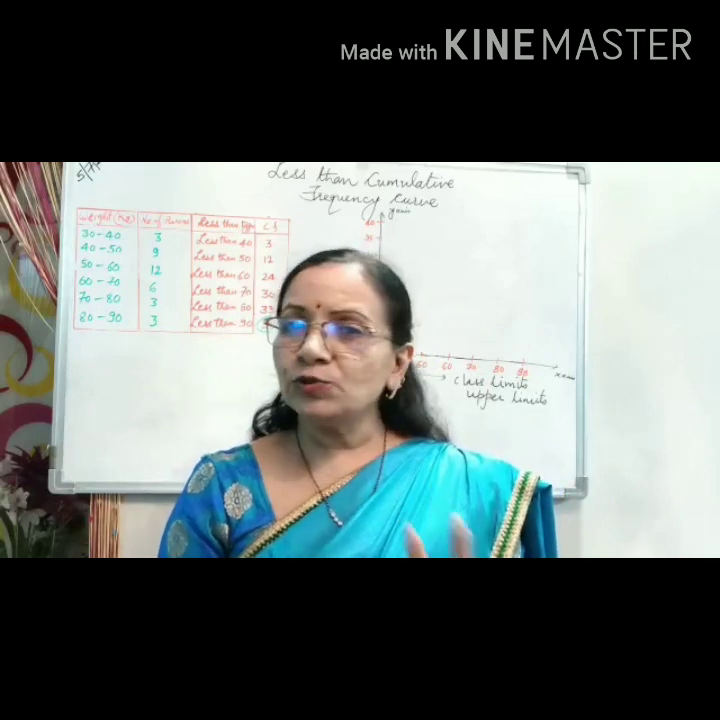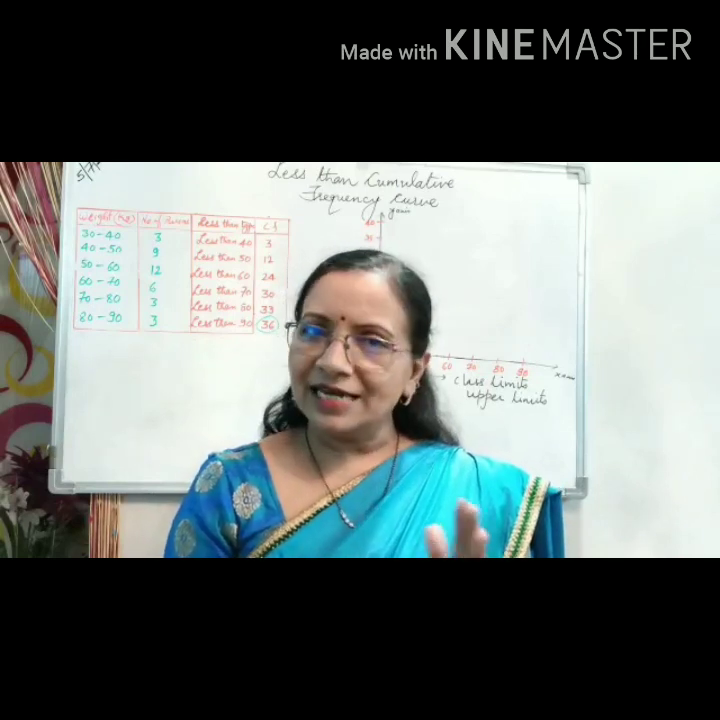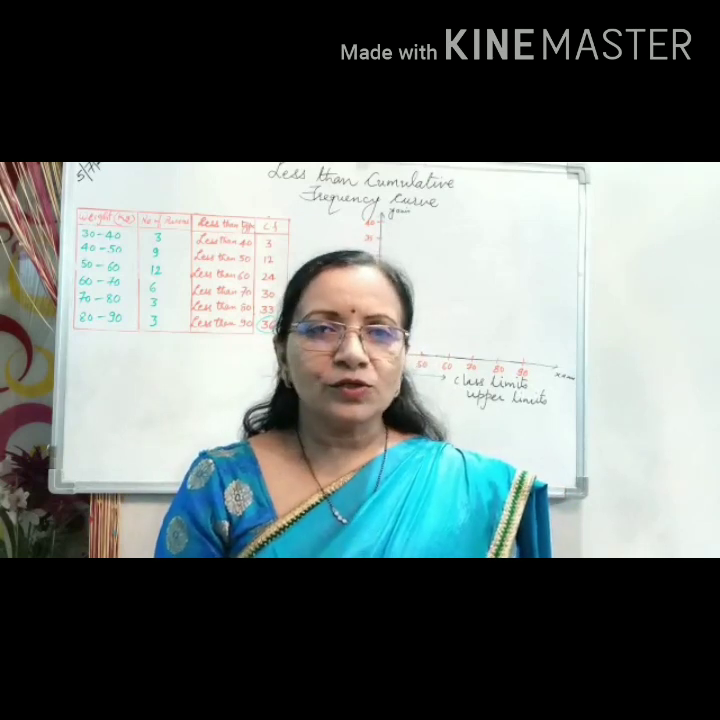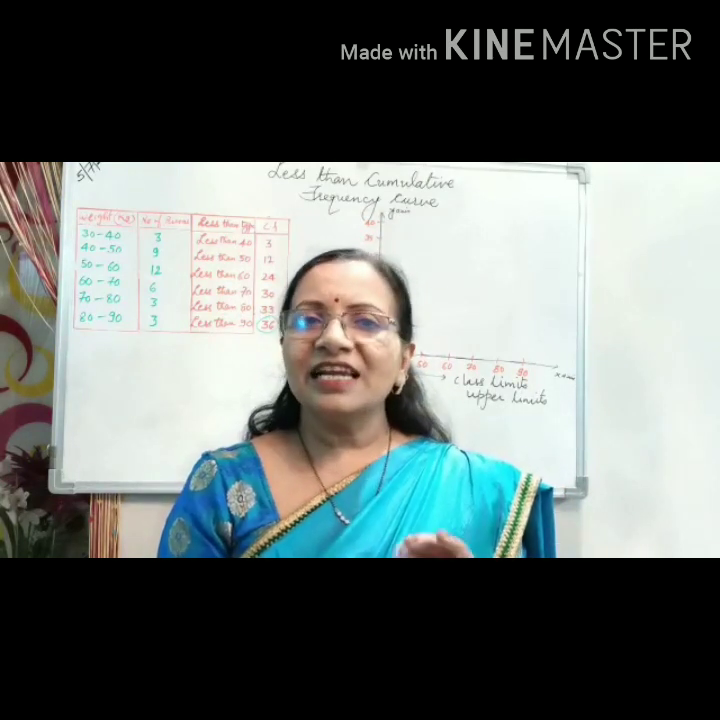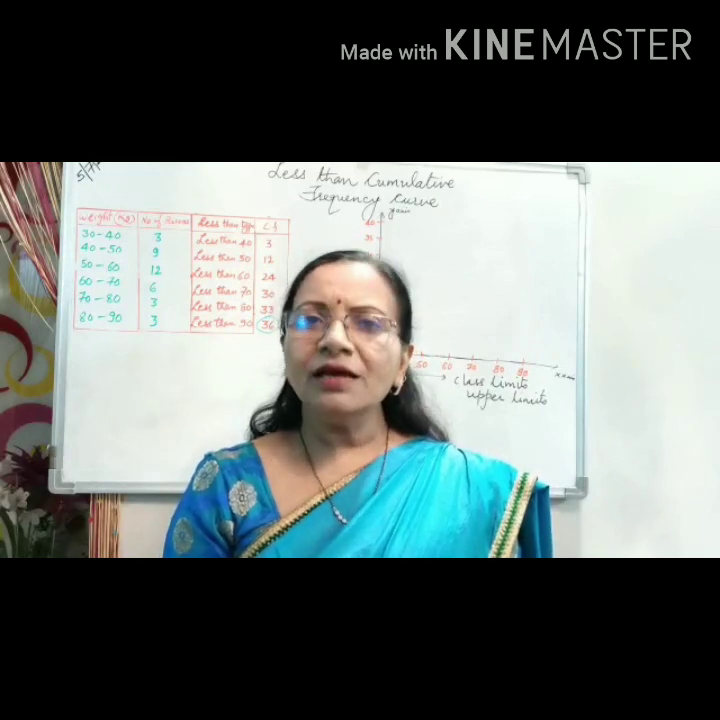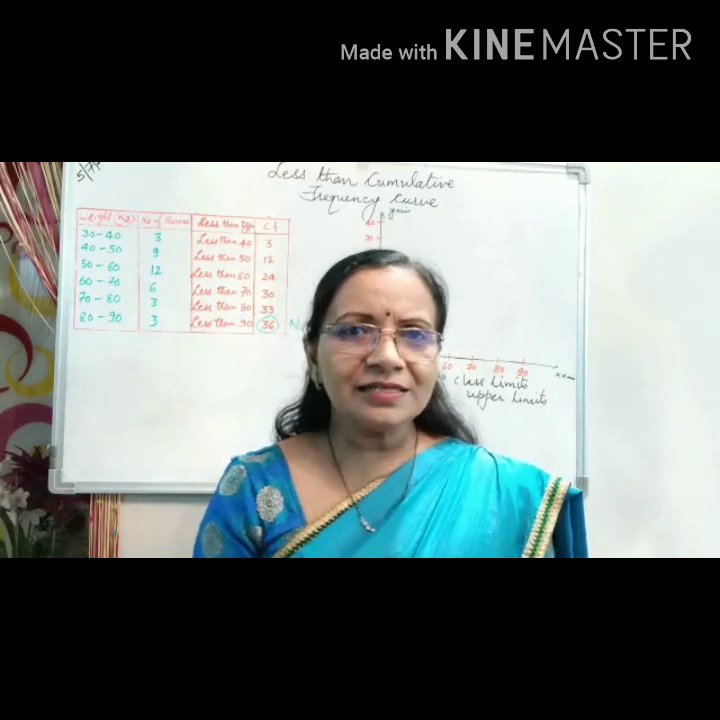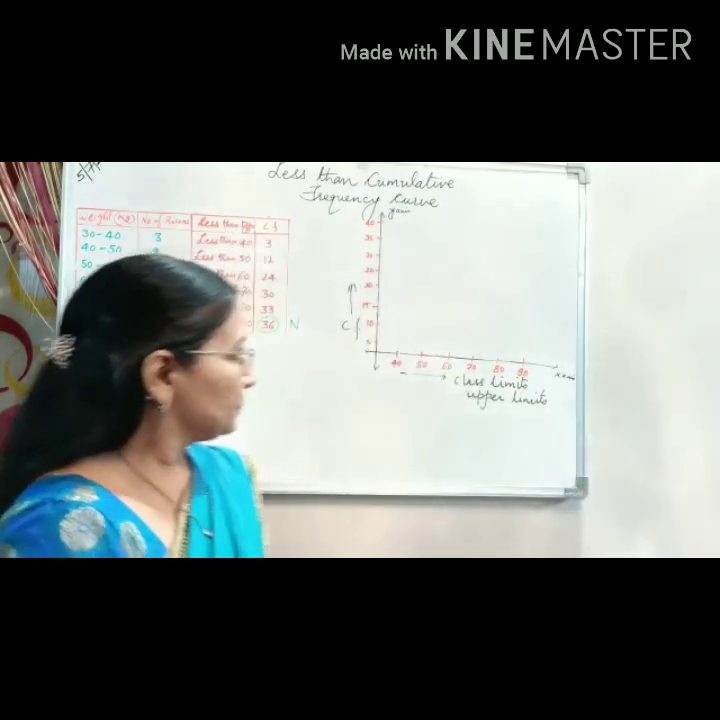So we are going to learn two types of ogives. One is the less than type ogive and the second is the more than type ogive. So first today we are going to see the less than type cumulative frequency and the ogive and how to draw it on the graph. So let us see on the board here.